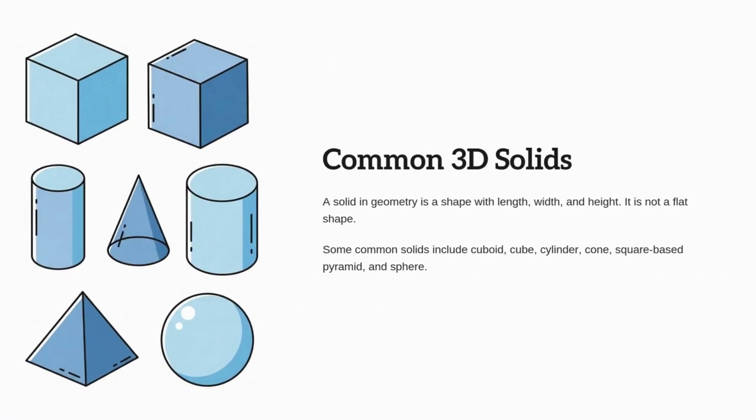Common 3D solids. A solid in geometry is a shape with length, width, and height. It is not a flat shape. Some common solids include cuboid, cube, cylinder, cone, square-based pyramid, and sphere.